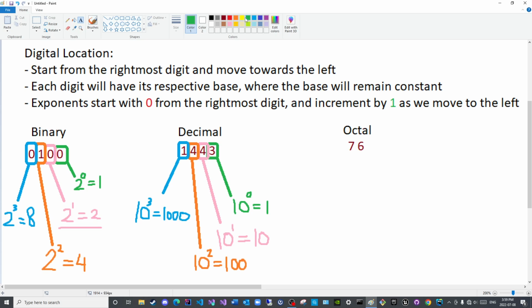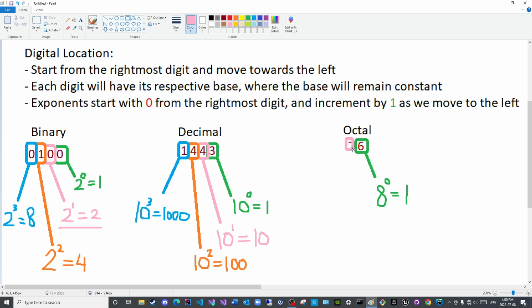So what is the name of this digit? This digit is at this location. 8 to the power of 0. Remember the base here is 8 because it is octal. 8 to the power of 0 is 1. So this is the ones digit. You will see that the rightmost digit in all numerical systems is the ones digit because it is always a number to the power of 0. So it will always be 1.